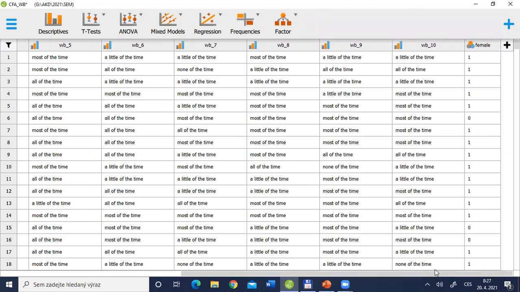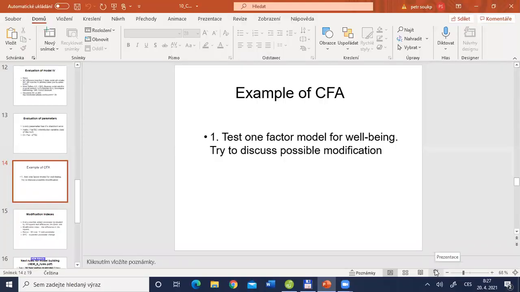The second question, you can find it here on slide number 14, is that we would also briefly discuss possible modifications. Maybe it would be necessary to slightly change the model, but that would be the next step. And once again, for these changes of our model, we would be using so-called modification indices. So that's the first insight into my data and into my example.